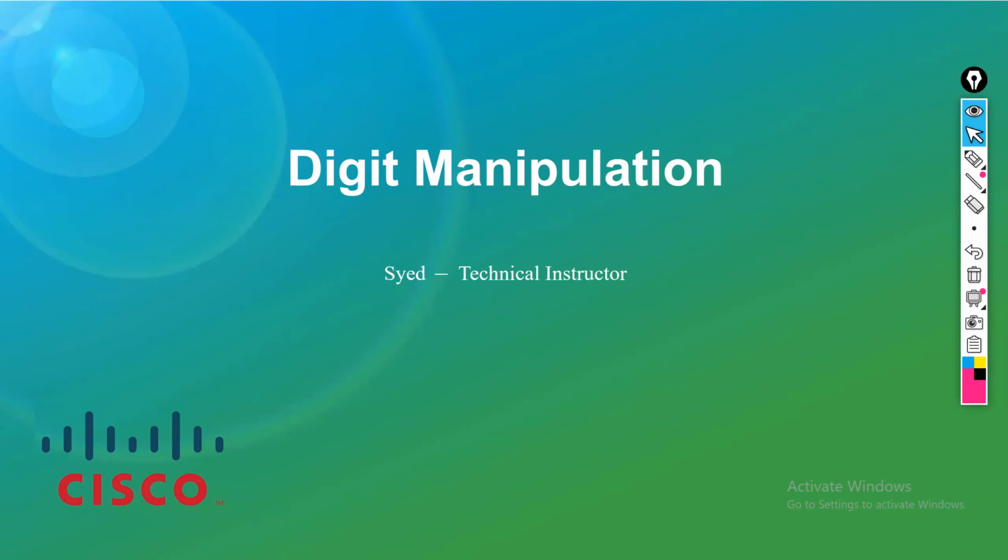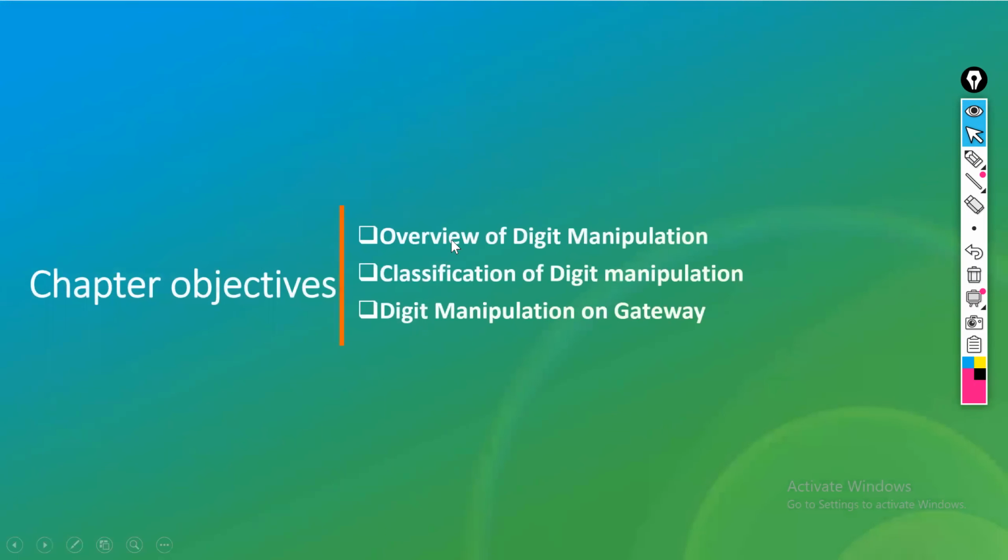Today in this class, we are going to discuss digit manipulation. Okay, let's see what chapter objectives we have. The first will be the overview of digit manipulation: what exactly is digit manipulation, why we require it, and in which scenario we are going to use it.